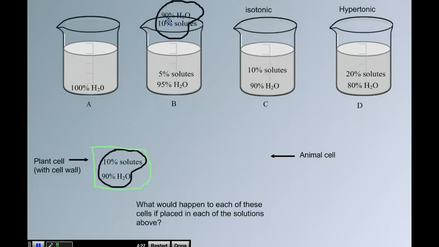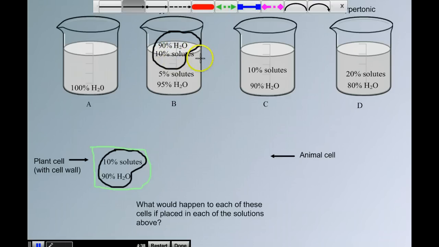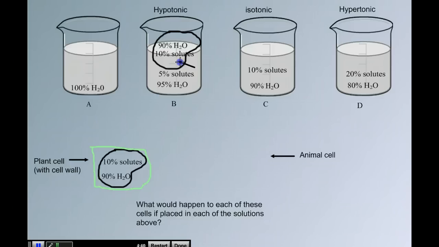If we take this animal cell and place it in this solution, how does the solution compare to the cell? Well, this solution is hypotonic when compared to this cell, so which way is water going to want to move? In this case, water will move into the cell and cause this cell to swell. It will gain water as water moves in towards the more hypertonic region.